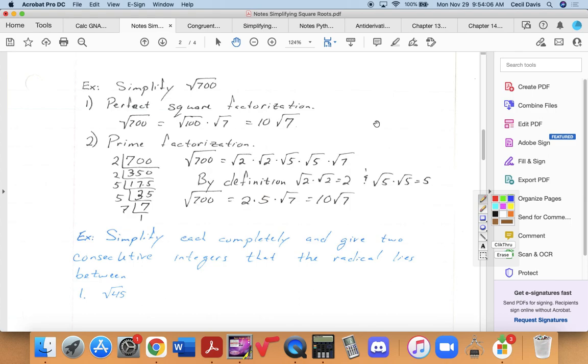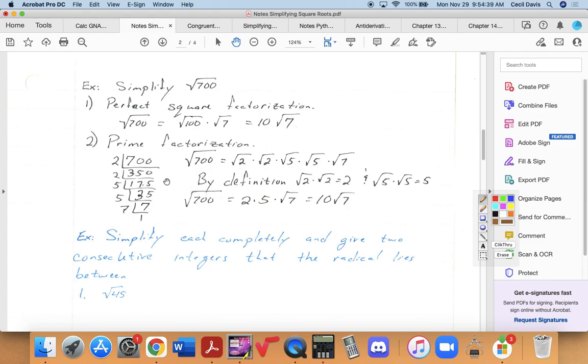So, for example, here we have the square root of 700. Well, 100 is a perfect square, right? Because the square root of 100 is 10. So I can replace the square root of 700 with the square root of 100 times the square root of 7. And the square root of 100 is 10. So this is 10 square roots of 7. That is the fastest way to do this problem.